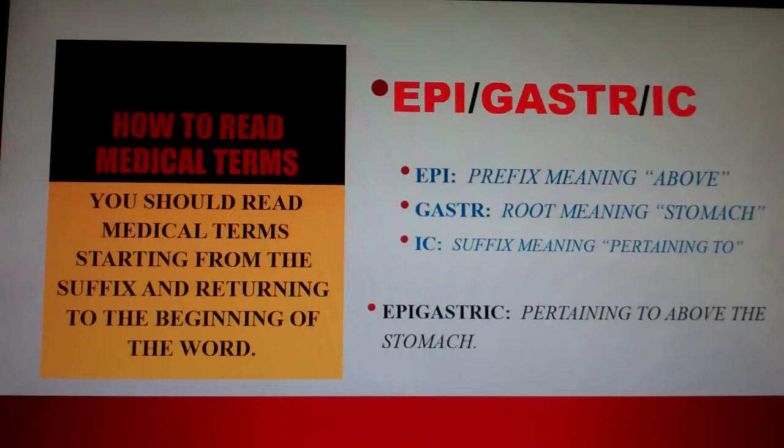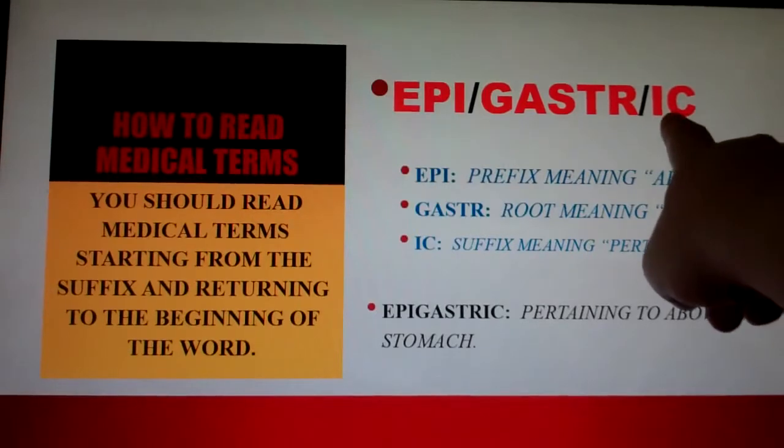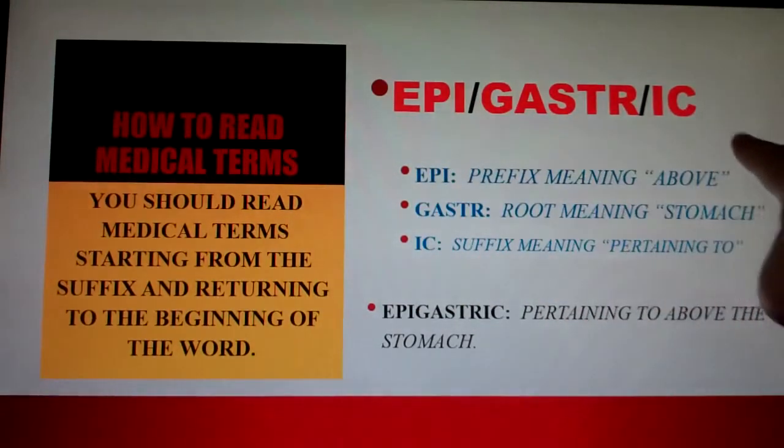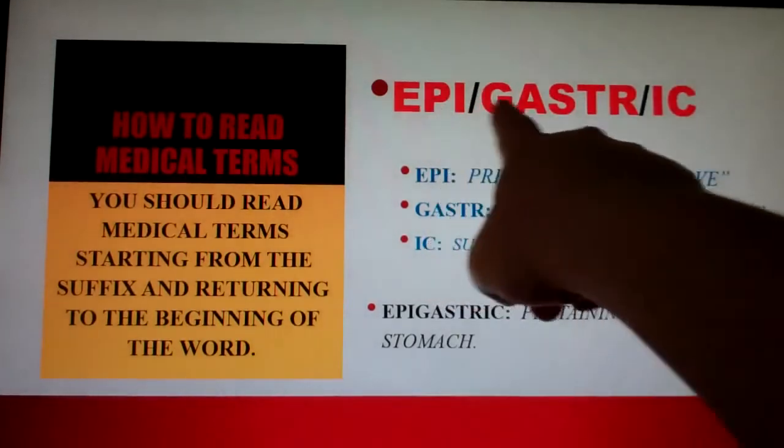How to read medical terms. You should read medical terms starting from the suffix and returning to the beginning of the word. Epigastric: epi, prefix meaning above. Gastr, root meaning stomach. Ic, suffix meaning pertaining to. Epigastric, pertaining to above the stomach. You start with the suffix and go to the beginning. So, pertaining to above stomach.